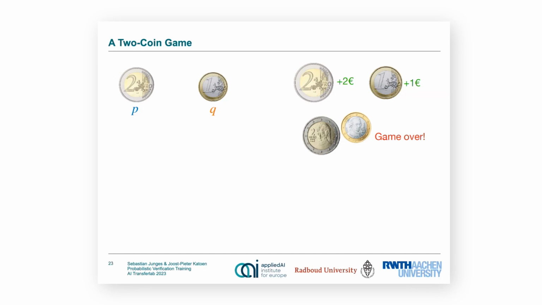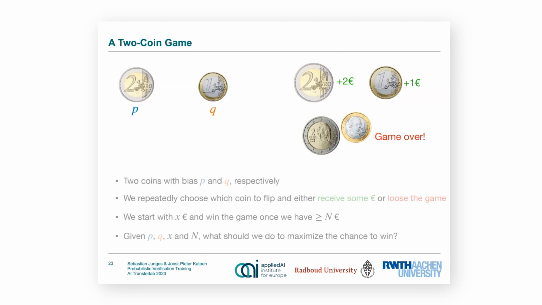But if you have tails, right, then the game is over. Good. It's up to the user to pick one of the 2 coins. So you can either select a €2 coin, then again a €2 coin, then maybe you flip a €1 coin and so on. But what do you want to do? So you have those 2 coins. We repeatedly choose which coin to flip. And either we receive some euros, 1 or 2, or we lose the game.